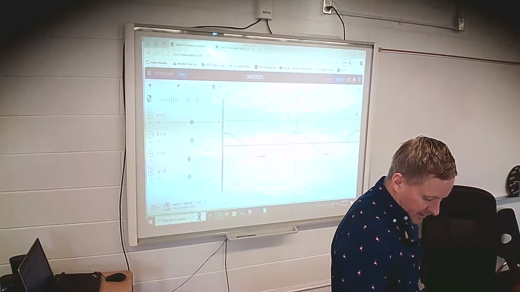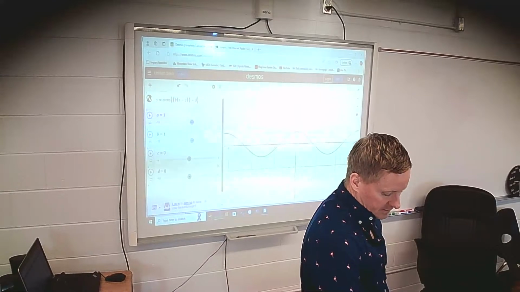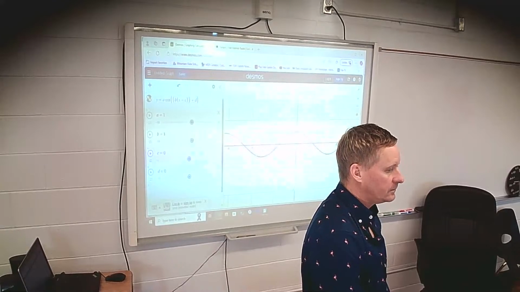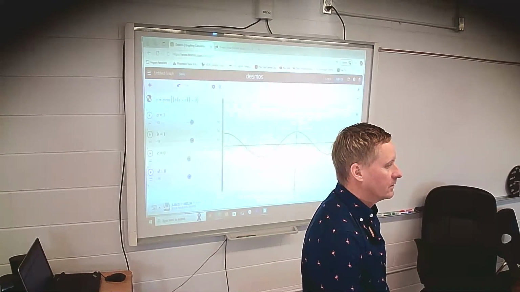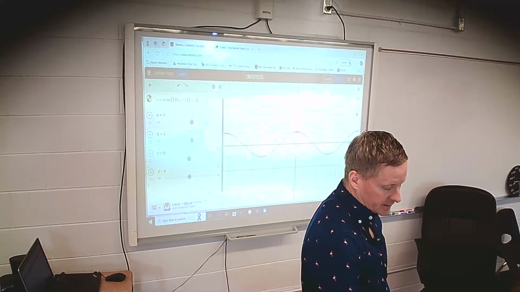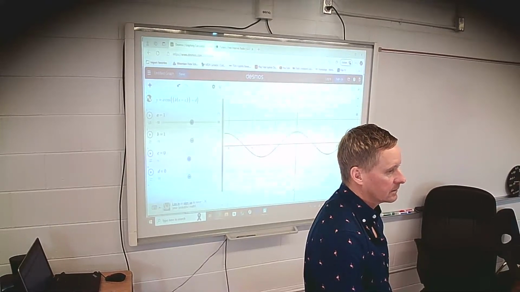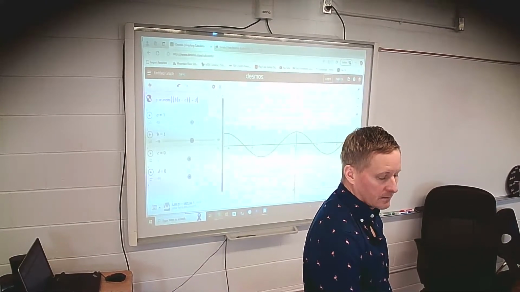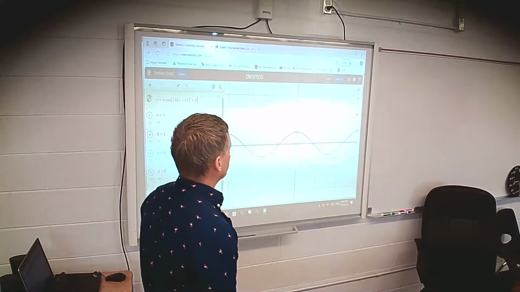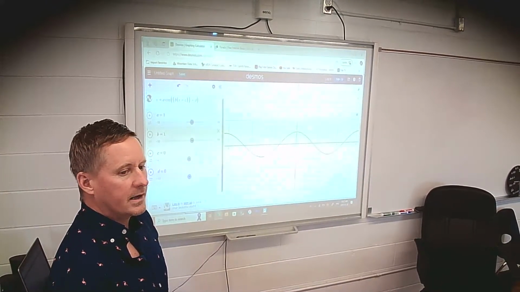So what's the maximum value? 1. Fill in that chart, page 152. What's the maximum value? Corbin just said it. 1. What's the minimum value? Yeah. -1. What's the amplitude? 1. What's the period? 2 pi. What are the x-intercepts of this? Where is y equals 0 here?